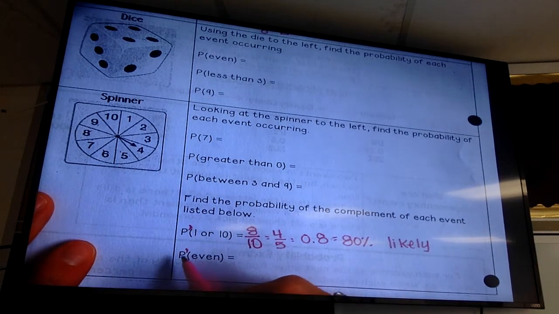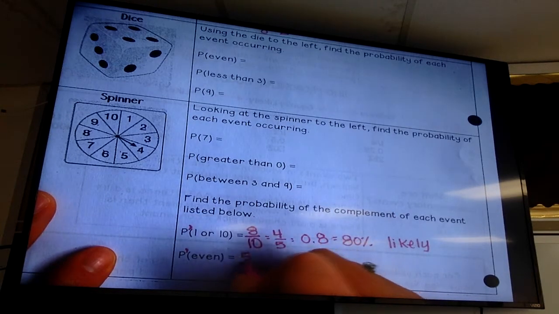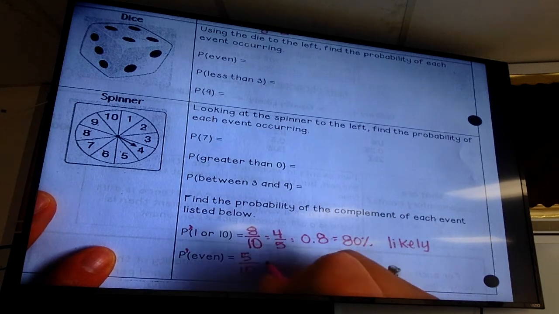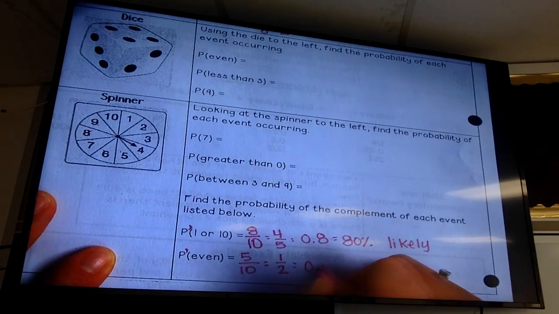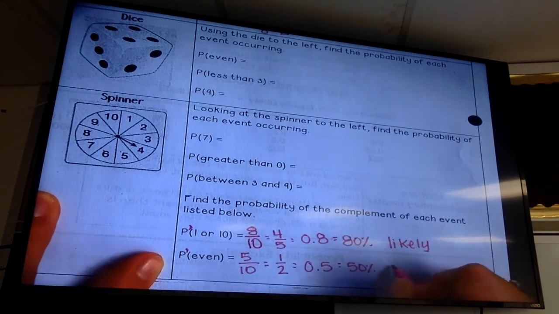And then we have P prime. So the probability of not spinning an even. An awful lot of these ones. I'm going to have to change this for next year. So you should have 5 out of 10, which is 1/2, which is 5/10, which is 50%, which is, I almost messed up, equally likely.